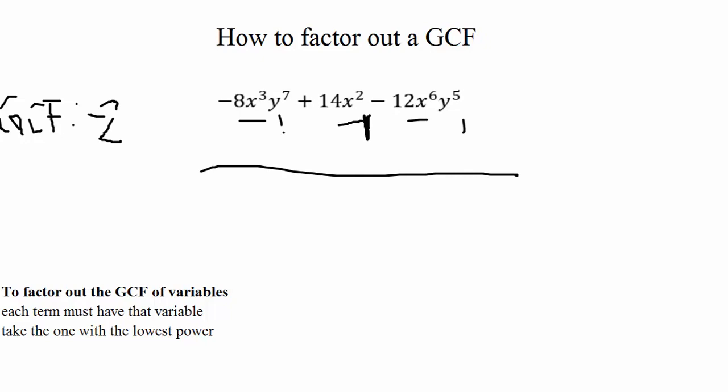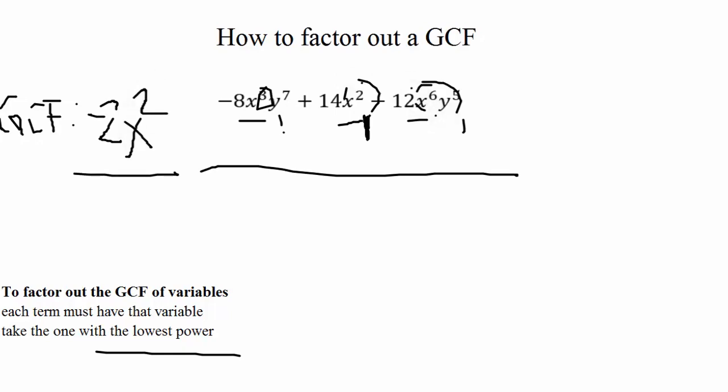I do have an x in all three terms, and I want the one with the lowest power. So here I have a 3, a 2, and a 6. So I'm going to take the 2. So our greatest common factor is -2x squared. Let's see what we're going to get when we factor that out.